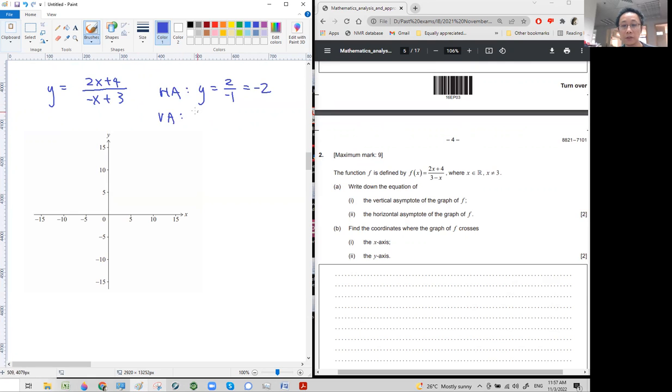The vertical asymptote, meanwhile, is achieved when the denominator equals 0. Just when x is, in this case, x equals 3. And of course, there are reasons for it, because when x is ever so close to 3, the denominator is either a tiny positive number or a tiny negative number, which will cause y to approach either positive infinity or negative infinity. And that's a requirement for having an asymptote.